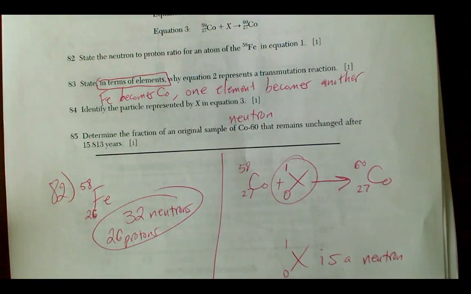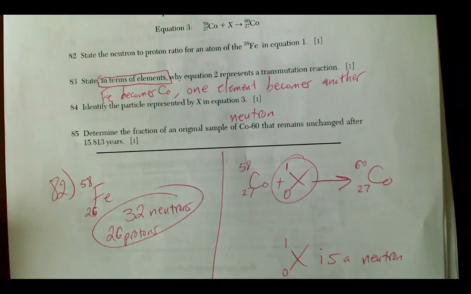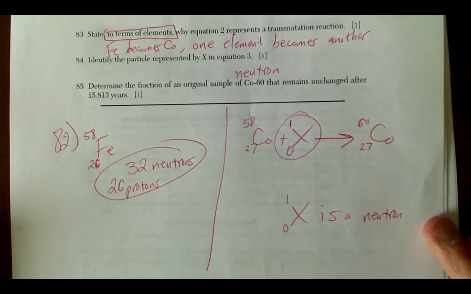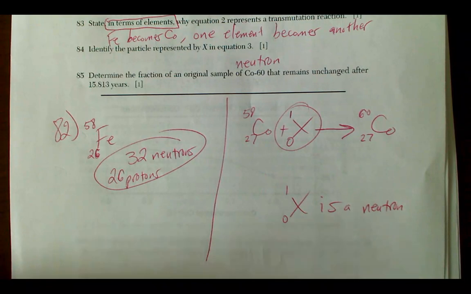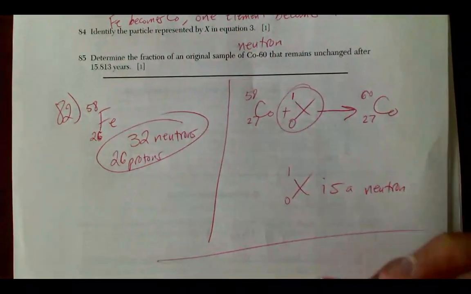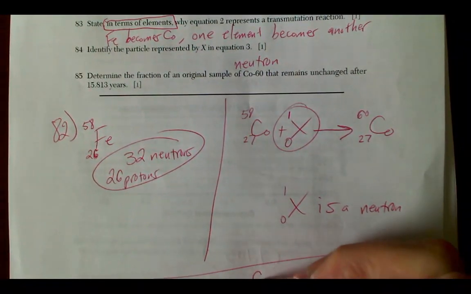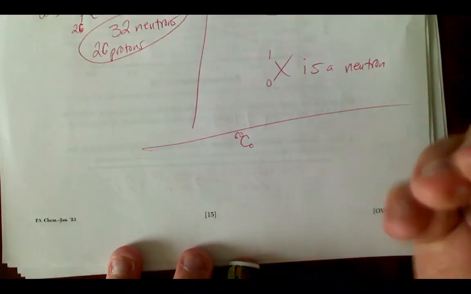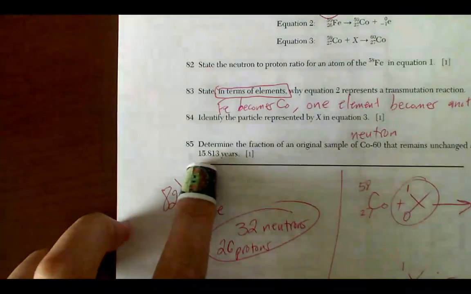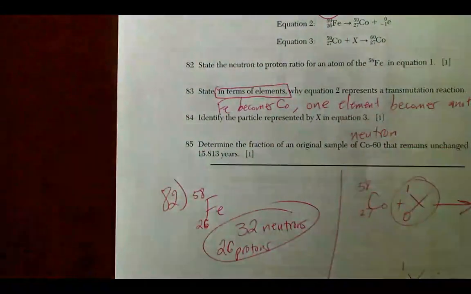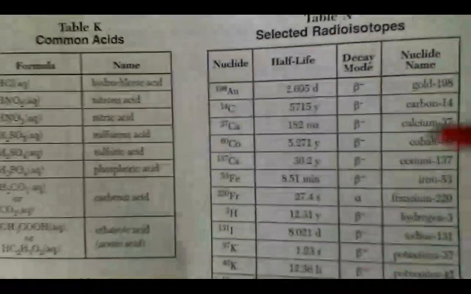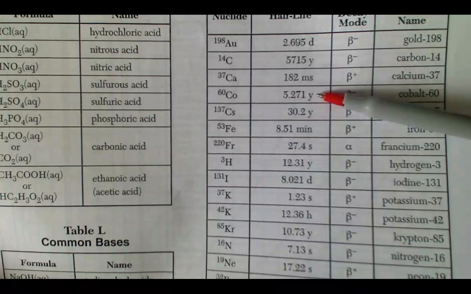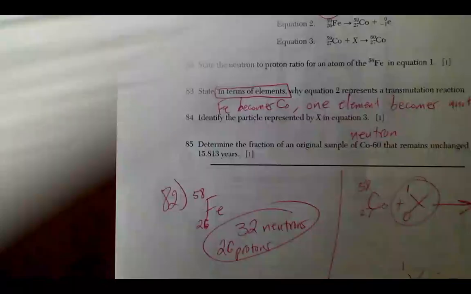Last question. 2 minutes to the bell. Determine the fraction of an original sample of cobalt-60 that remains unchanged after 15.813 years. We're going to have cobalt-60, and after that many years, we're going to have some amount of it left. It says it's going to go for 15.813 years. We need to know how long it usually takes cobalt to break down, so I'm going to look that up. Cobalt normally takes 5.271 years for 1 half-life.